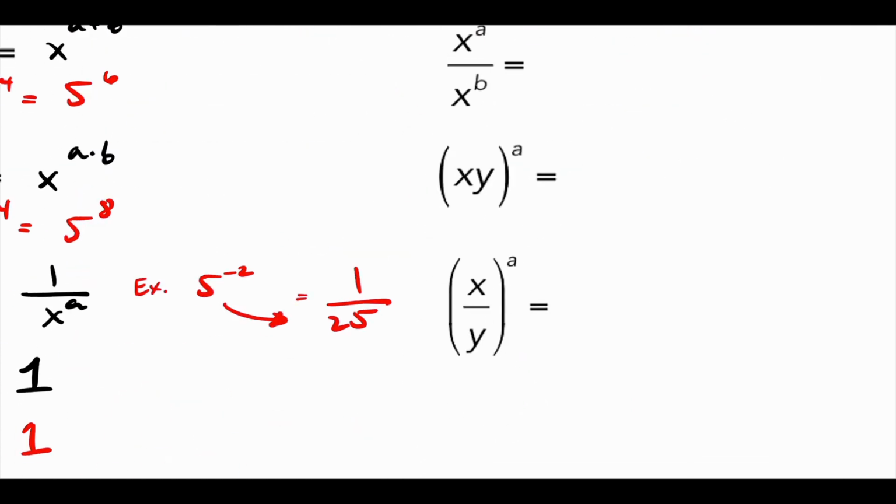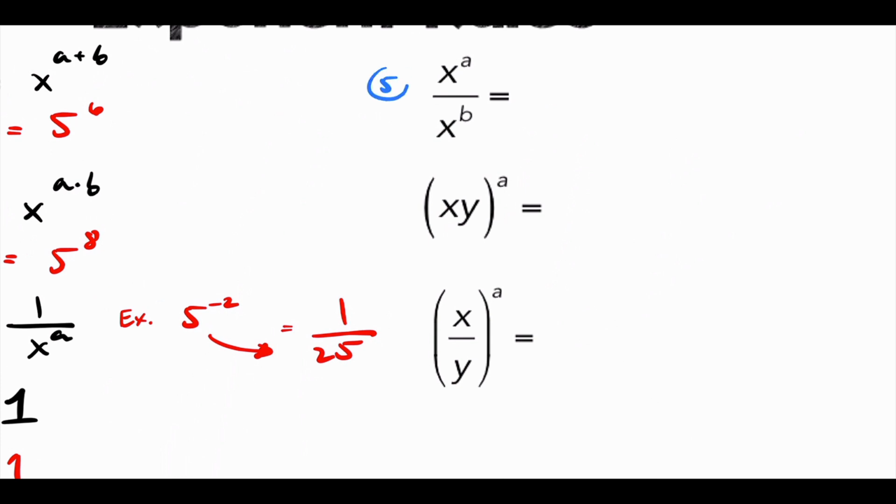Rule number 5 says now we're dividing powers. So if we're dividing and I have the same base, I subtract. If I have the same base, I can subtract the powers. Okay, that's rule number 5.